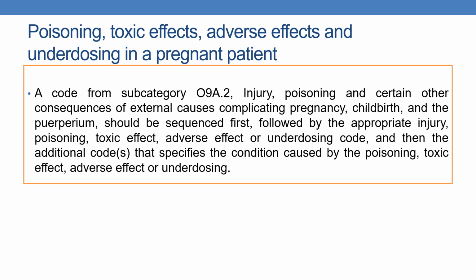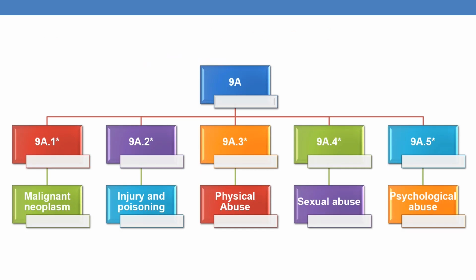First, the PDX should be from the O9A.2 series. Then the appropriate injury code, poisoning code, toxic effect code or adverse effect code, and then additionally the condition that was caused by poisoning, toxic effect, adverse effect or underdosing. Three codes are essential to indicate poisoning, toxic effects, adverse effects and underdosing in a pregnant woman. We have seen here it is given by O9A.2.